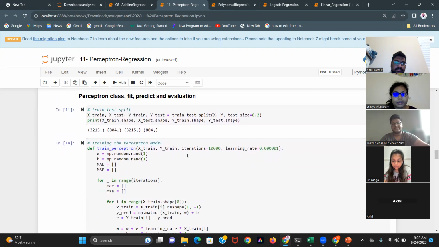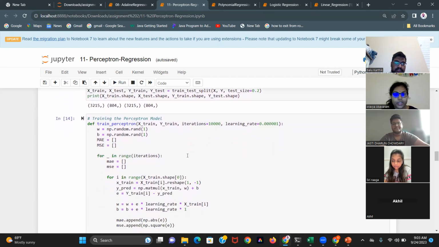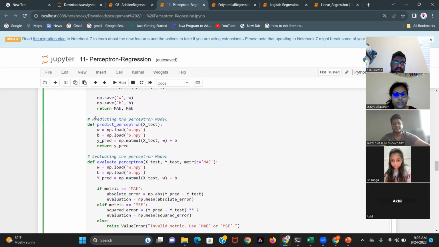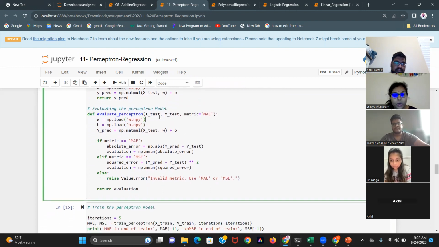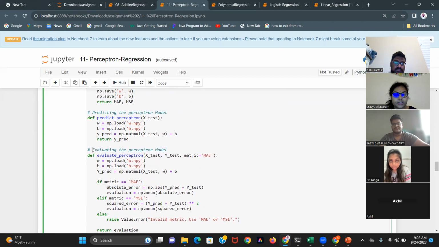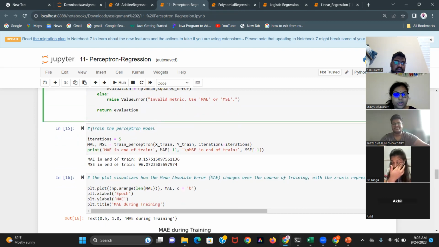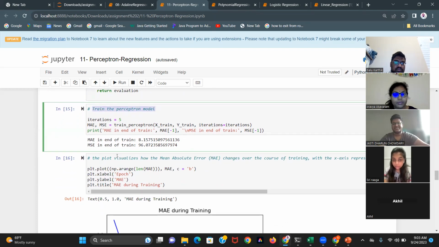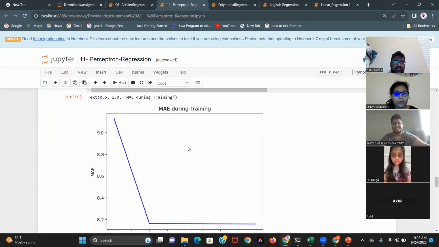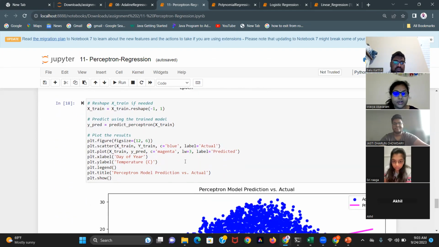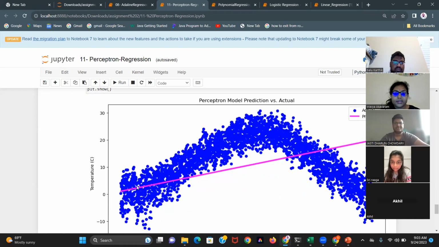When it comes to the fit and predict evaluation, here we are training the perceptron model. This is the code that we are executing. When it comes to predicting, here we are defining the X and Y and evaluating the perceptron model. Here we are training the model with 5 iterations and printing the data. At the end of the training, we can see that it's 96.072. And here we are plotting the data. These are the end results that we can see here, and this is the graph.